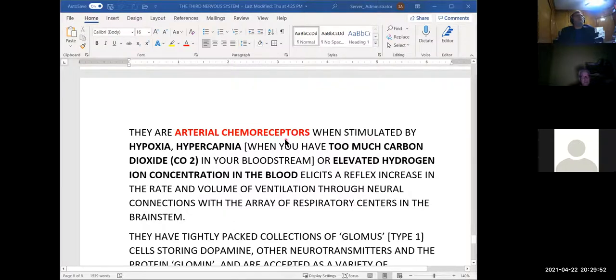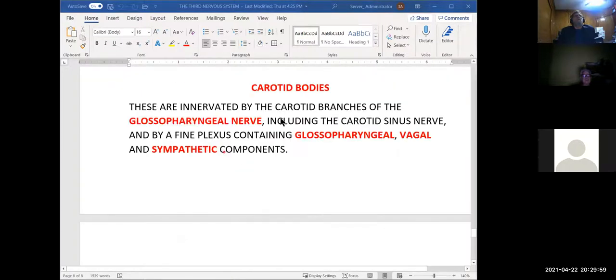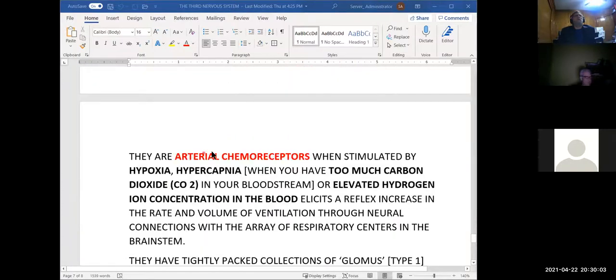And these are arterial chemoreceptors when stimulated by hypoxia. So these carotid bodies, when you're depriving yourself of oxygen, that's what stimulates them. When you have hypercapnia, when you have too much carbon dioxide in your bloodstream or elevated hydrogen ion concentration in the blood, it elicits a reflex increase in the rate and volume of ventilation through neural connections with the array of respiratory centers in the brainstem.